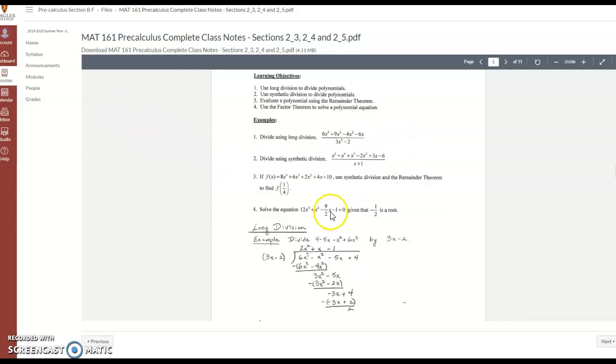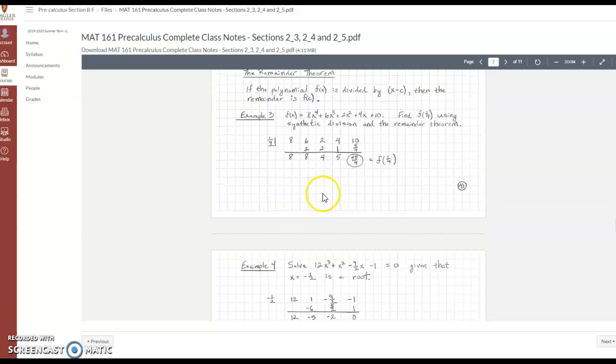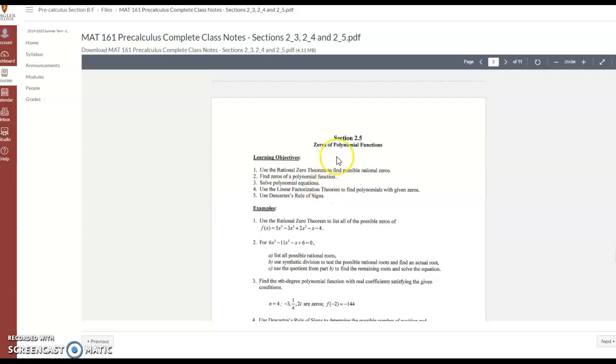All right, and then in section 2.5, lastly, we will be talking about the zeros of polynomial functions. When a polynomial is set equal to 0, can we find the values of x for which that is true? We'll have what's called the rational zero theorem to find these, and we'll learn how to work through them, and we'll also learn something called Descartes' rule of signs.